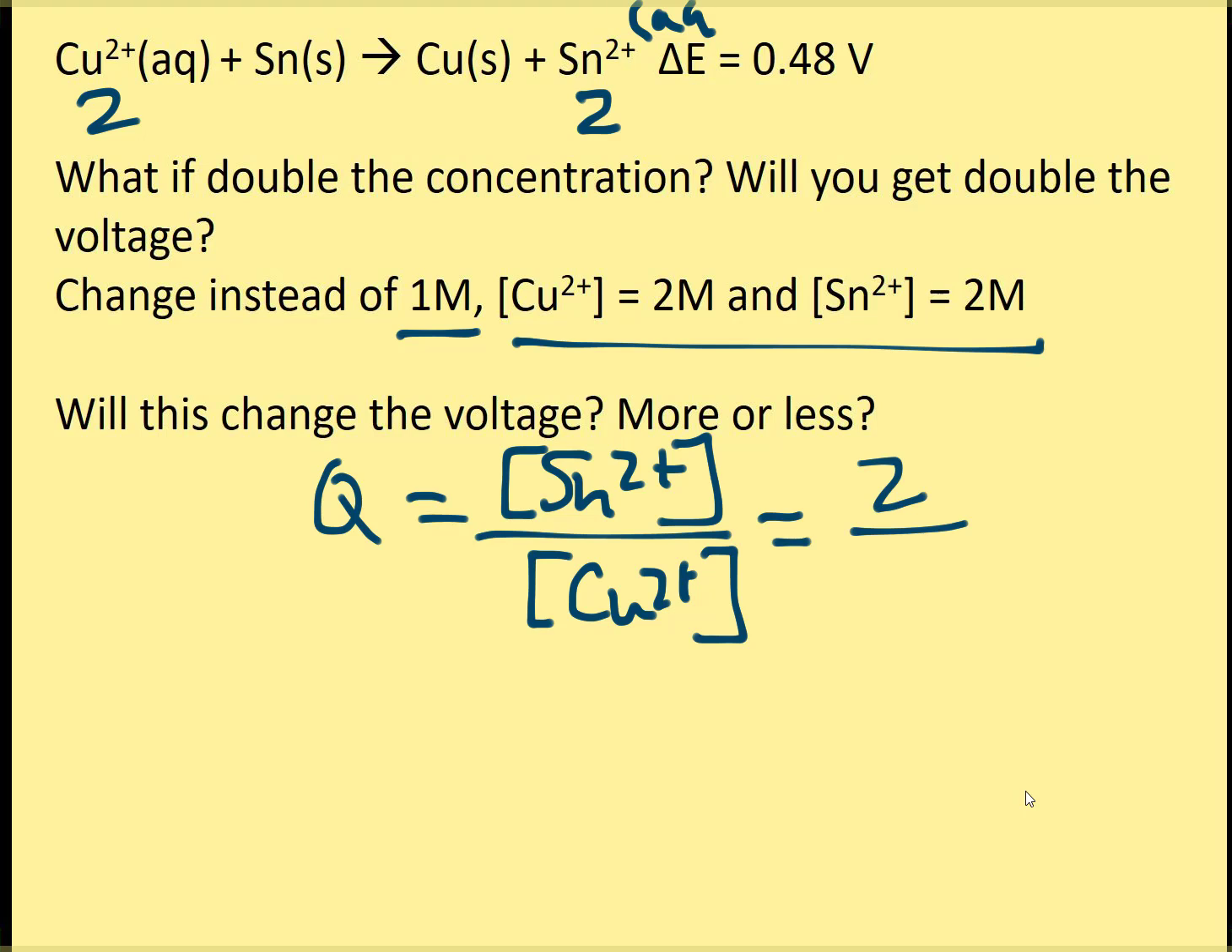Let's go ahead and put the numbers in. So they're both 2 over 2. So when I figure this out, I get Q equals 1. And so this tells me that even though I've doubled the concentration, I will have the same voltage.